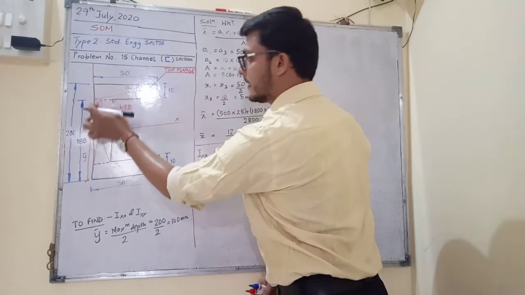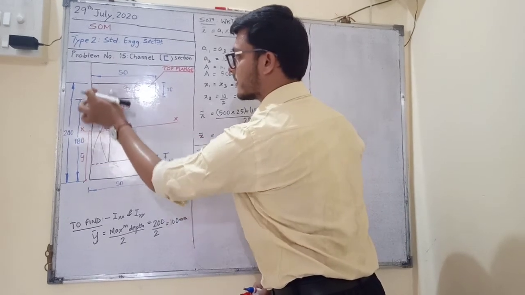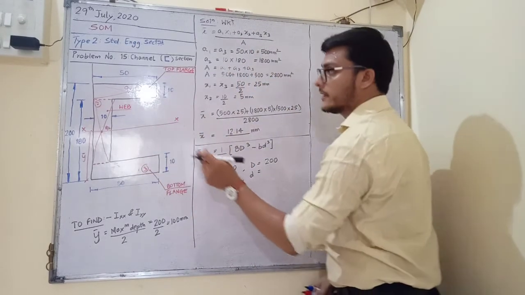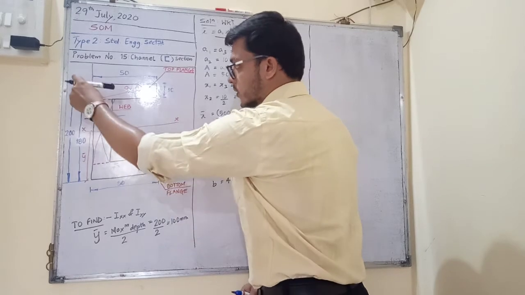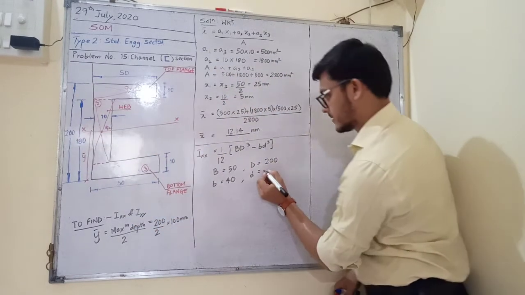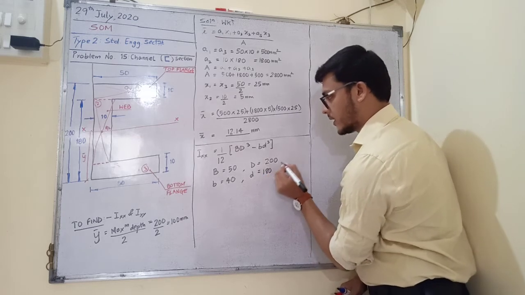Small b will be 50 minus 10. The thickness of the web you have to subtract to get small b. Small b will be 40. And small d will be the depth of the web, so 200 minus 10 and minus 10 from both the sides. So it will be 180. Small d will be 180. All are in millimeters.